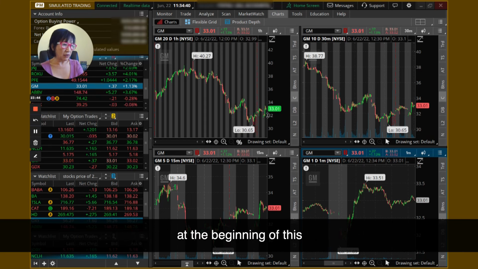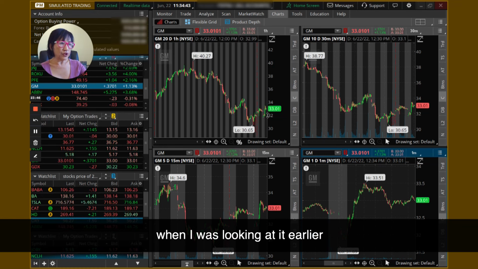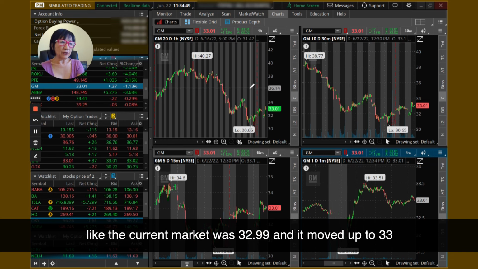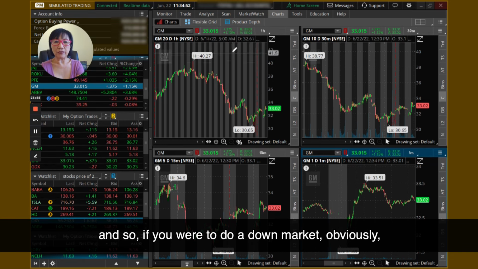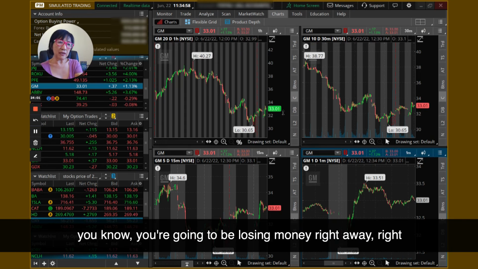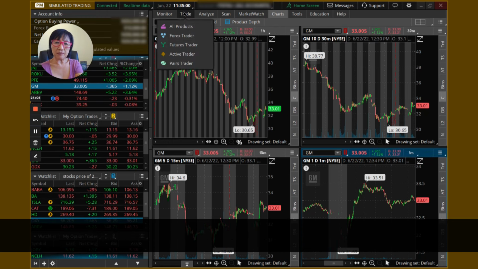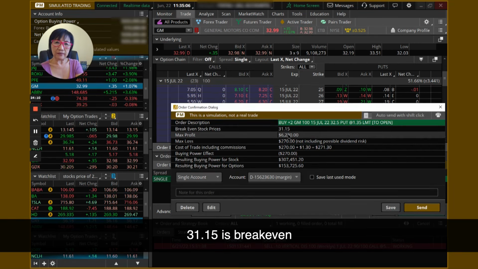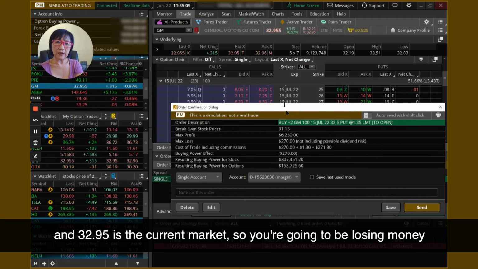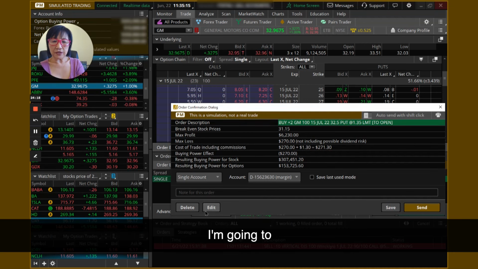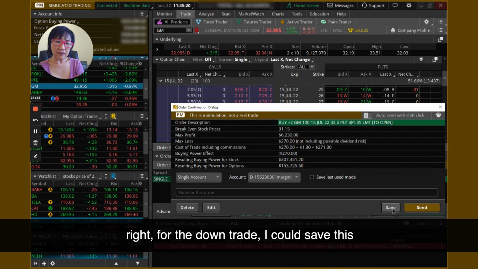Now, at the beginning of this GM, when I was looking at it earlier, the current market was $32.99 and it moved up to 33. And so if you were to do a down market, obviously, you're going to be losing money right away, right? The reason is because it is above current break even. 31.15 is break even, and 32.95 is the current market. So you're going to be losing money. Now let's just say I'm going to delete this, or I could save it, right? For the downtrend, I could save this.